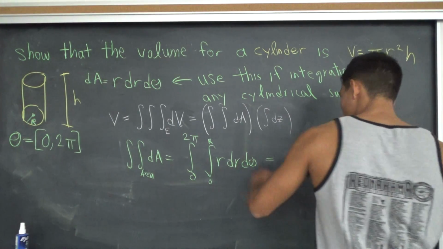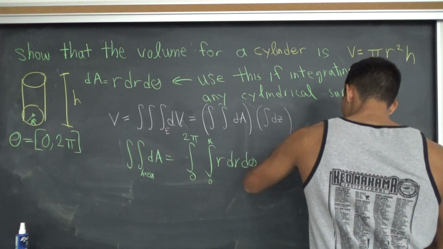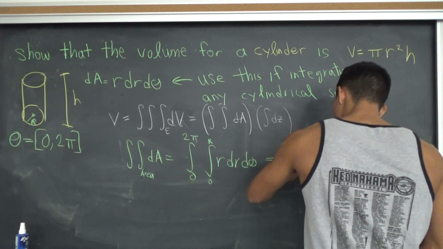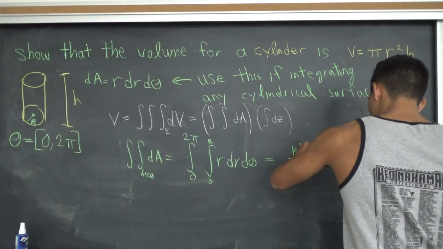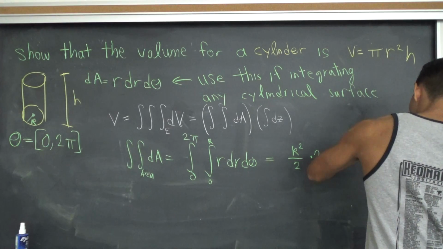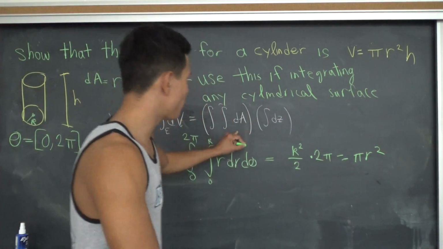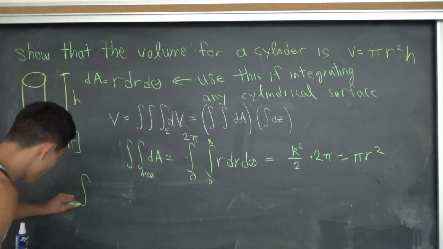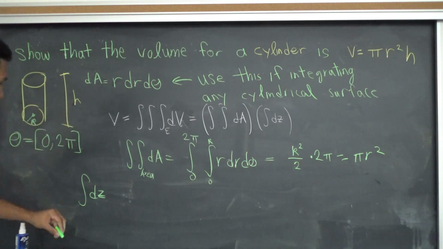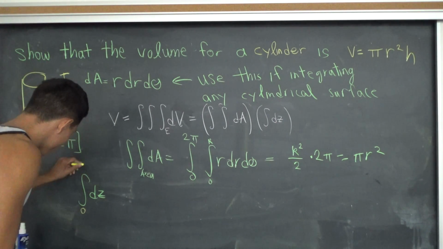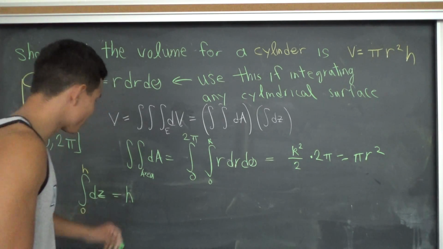The r. Okay, so this integral, r dr, from 0 to R, it's going to be r squared over 2. Then d theta, 2 pi, that's just 2 pi, which is equal to pi r squared. Okay, that's pi r squared, so that's this part. And then dz. What is dz here? Our height. And it goes from 0 to h. Thus, it's just h.